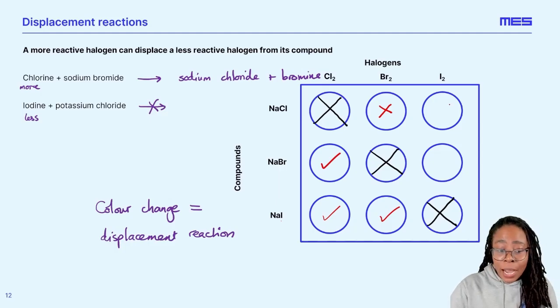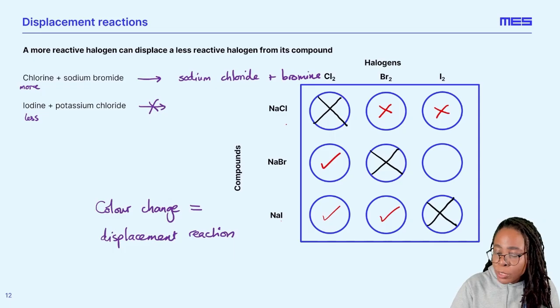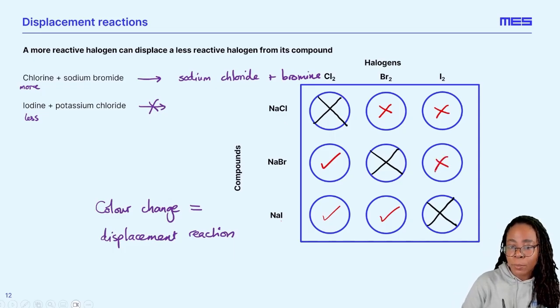And now finally with the iodine, it is the least reactive of the three, so it will not be able to kick out the chlorine from the sodium chloride and will not be able to kick out the bromine from the sodium bromide.